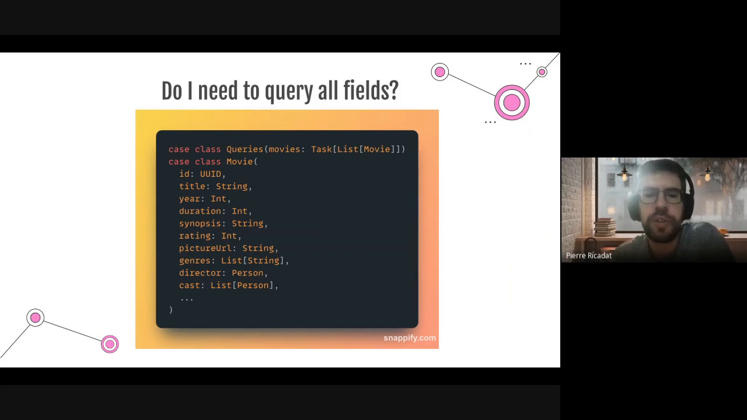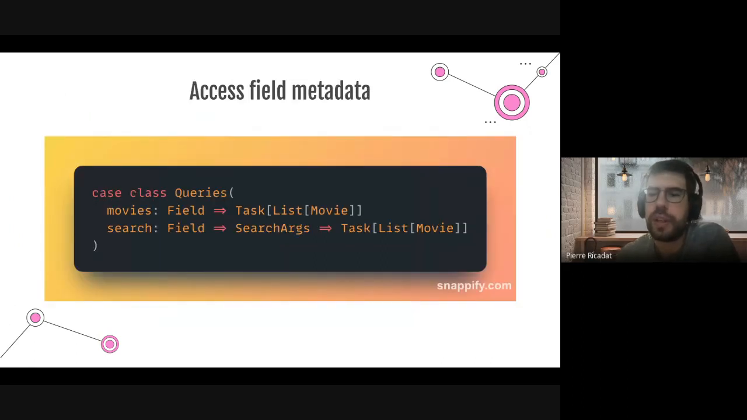But is there a way to not query all of them? So there is, and that way is called field metadata in Caliban. And basically what we call field metadata is that you will turn your case class field into a function.